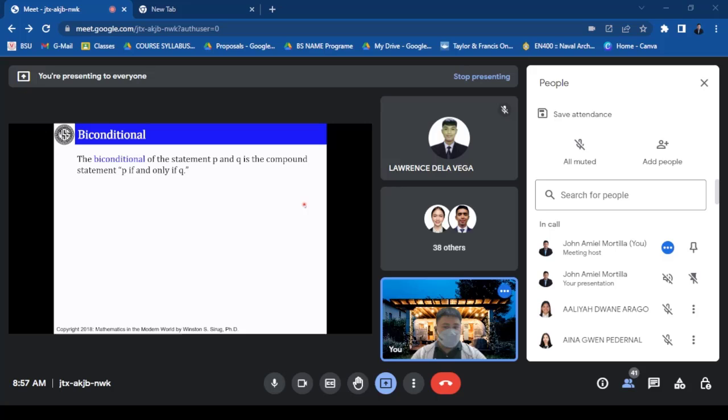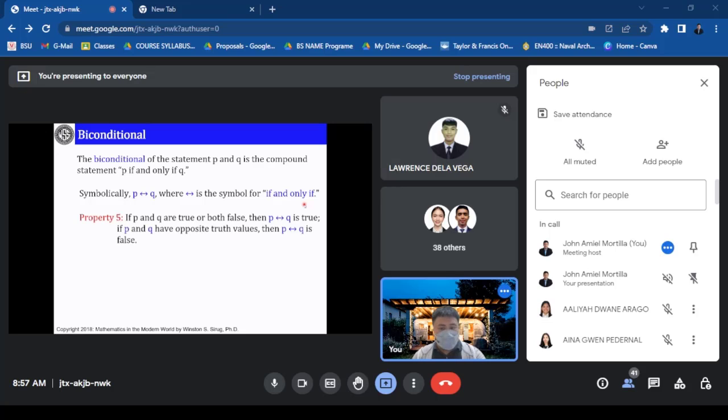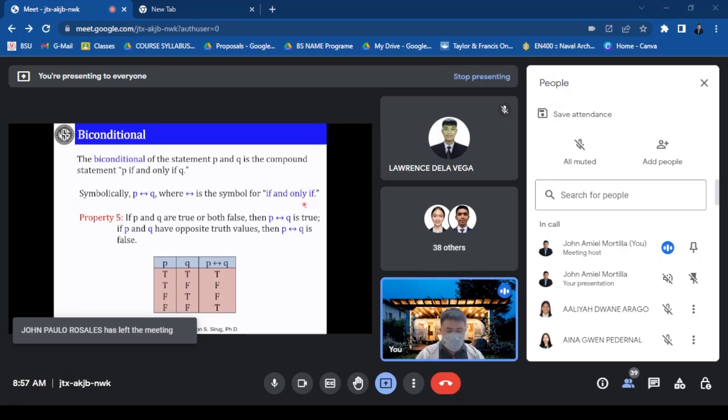So, now we go to biconditional. The biconditional of the statements P and Q is the compound statement P if and only if Q. So, symbolically, P if and only if Q, where the two arrowheads point to the left and right. So, this is the symbol you will see, this is if and only if, like the symbols earlier. So, if P and Q are both true or both false, then P if and only if Q is true. If P and Q have opposite truth values, then P if and only if Q is false.